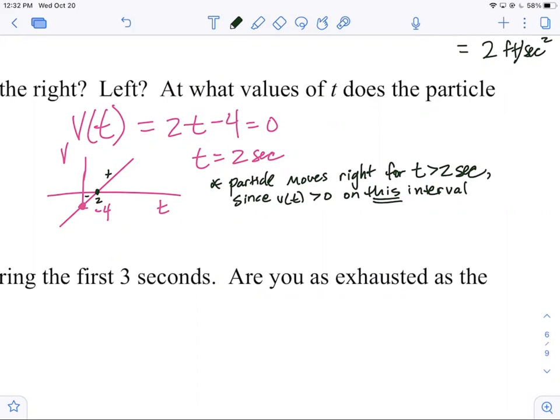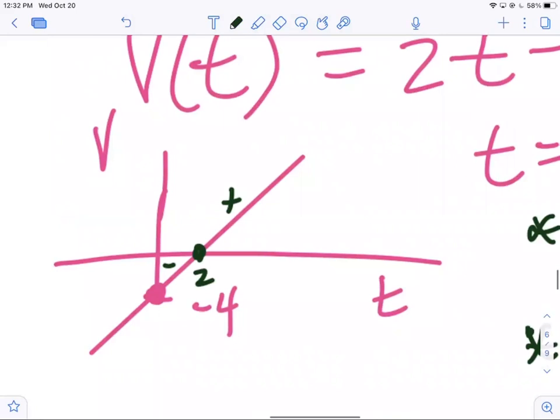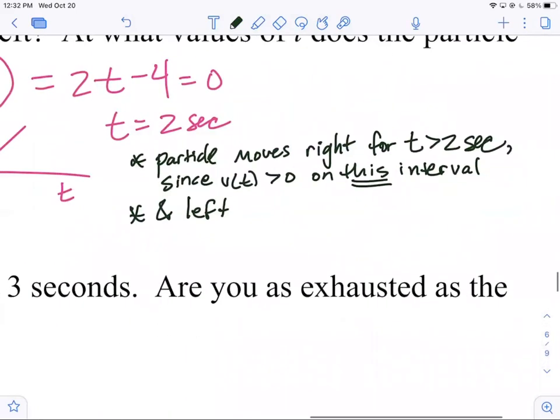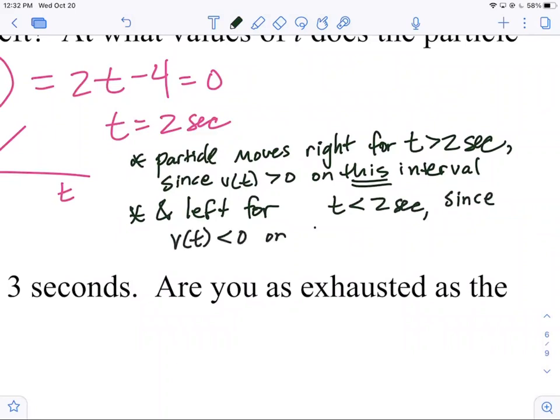Okay, moves right on that interval, and then we'll just say, and left. Where is it moving left? For t less than 2? That's where this graph is negative, right? For t less than 2. For t less than 2 seconds, comma, since v of t is less than 0 on this interval.